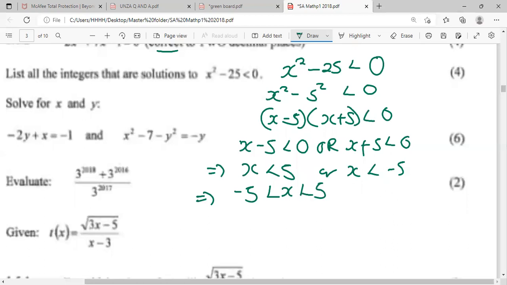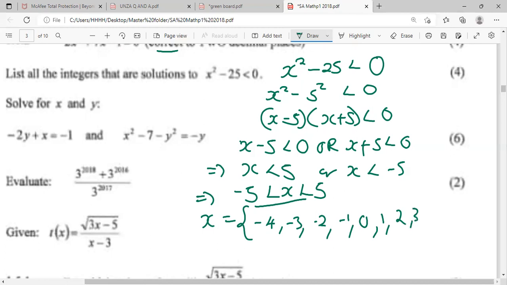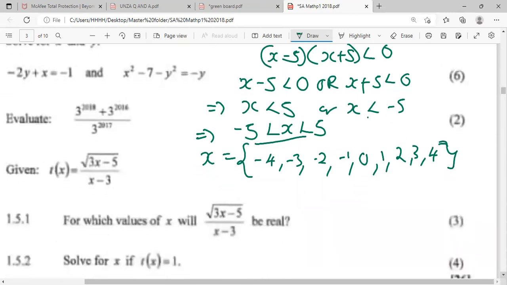Okay. What does it mean? This implies that x is now equal to the set of all integers in between: negative 4, negative 3, negative 2, negative 1, 0, 1, 2, 3, up to 4. Take note, we do not have bars here, so 5 and negative 5 are never included. I hope that is okay. Okay, good. So let's go to the next question.